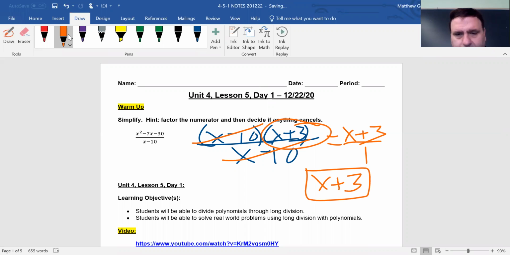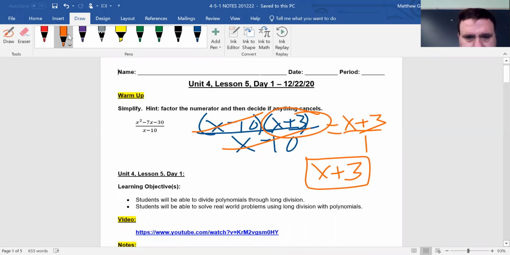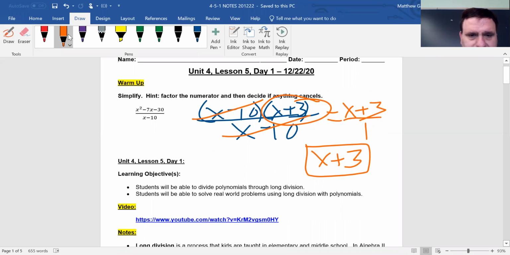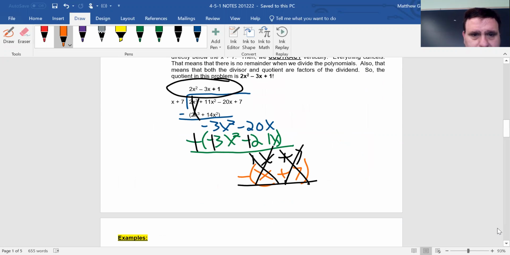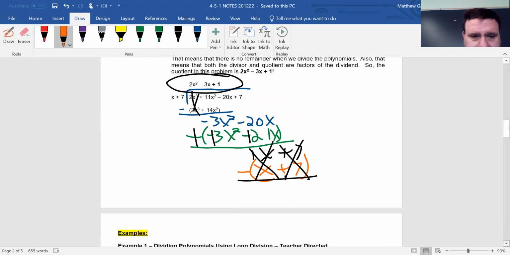Which leads us into our lesson today. We're going to be dividing polynomials through the process of long division. Okay, and eventually there's always an application as to how to actually apply this to real world situations. Okay, so let's start with example 1.